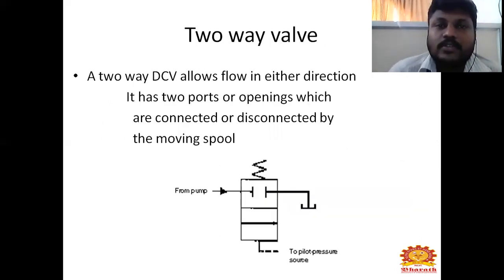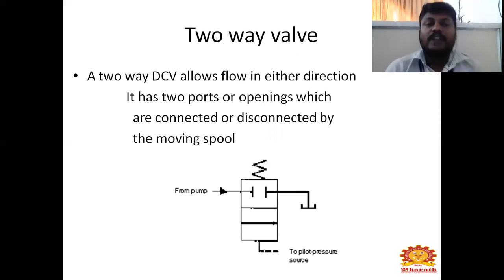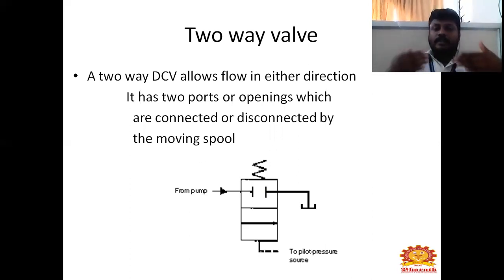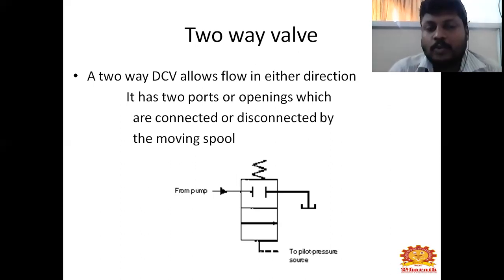And next one is the two-way valve. A two-way DCV, that is directional control valve, allows the flow in either direction. It has two ports or openings which are connected or disconnected by a moving spool. That spool valve will be there. You will be having two positions. The fluid will be going to this one and this will be controlling this. If I exert a pressure here, this valve will change its position. So this is a two-way valve.